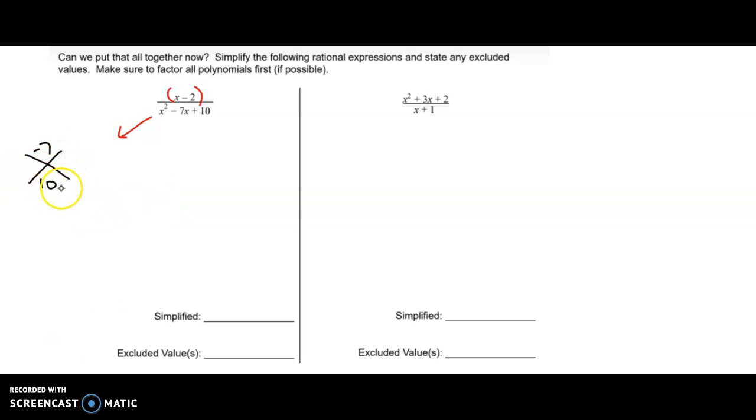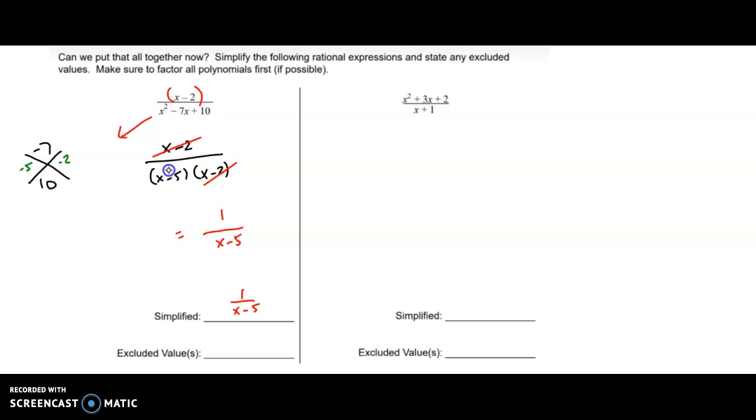So there's my setup. And so here are the factors, right? Well, what multiplies to 10 and adds to negative 7, that's going to be negative 5 and negative 2. And so when I rewrite this, this is x minus 2 over x minus 5 and x minus 2. And these x minus 2's can cancel out, right? Now, one thing you got to be careful of is it is not x minus 5. The x minus 5 is in the denominator, and so we need a 1 up here. So this is 1 over x minus 5, right? So that's the simplified version.